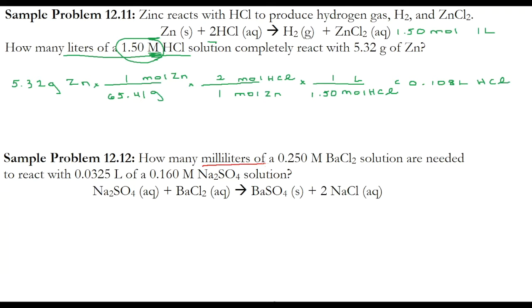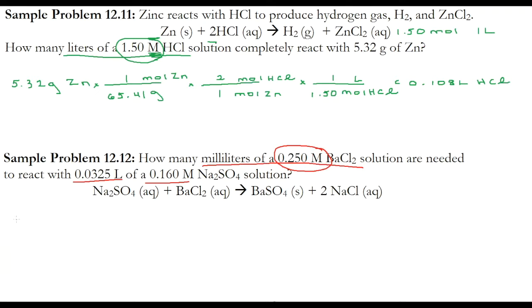So here is what I'm trying to get into, which means I'm going to use this concentration at the very end, because I'm trying to get into milliliters of barium chloride. They are needed to react with this volume and this concentration of sodium sulfate. So what that tells me is that I can find the moles of sodium sulfate so that I can then get into moles of barium chloride.